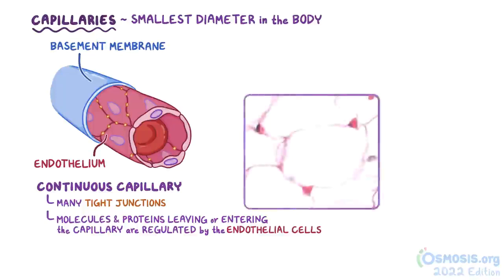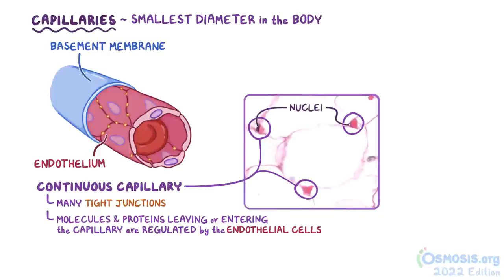This image shows a cross-section of a few continuous capillaries surrounded by adipose tissue. The cytoplasm of the endothelial cells are difficult to see with light microscopy, but we can still see the nuclei of the endothelial cells in the upper left and upper right capillaries stained dark purple, as well as a single red blood cell, or RBC, in each of their lumens.